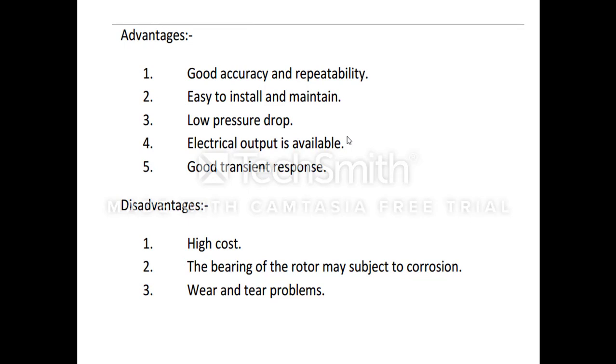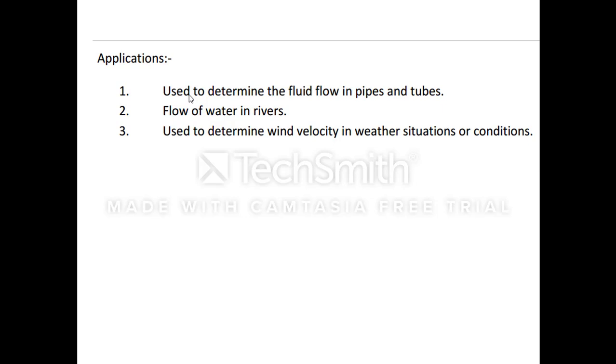So the wear and tear problem: the kinetic energy of the fluid acts directly on the turbine, so wear and tear is unavoidable. Coming to the application, it is used to determine the fluid flow in pipes and tubes, like the flow of water in a river. You can even keep this setup in a smaller water tank and measure the water.